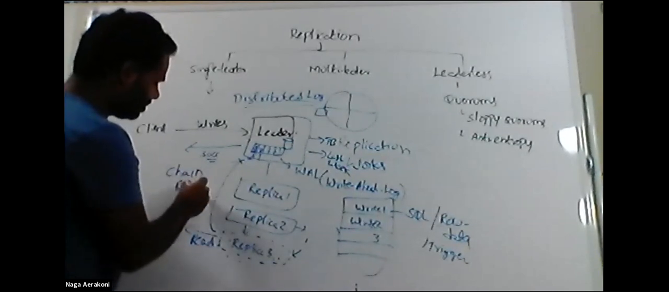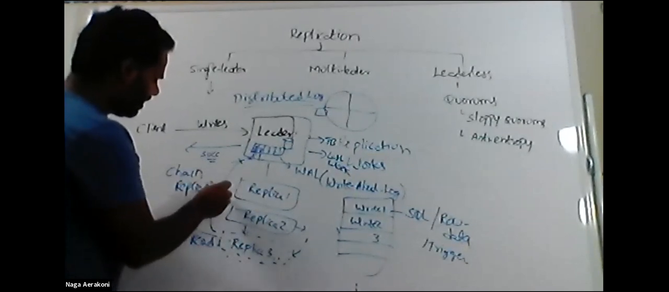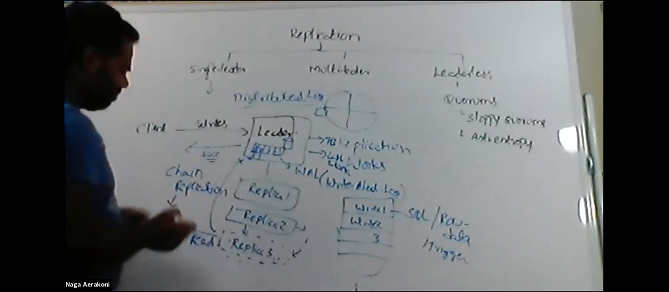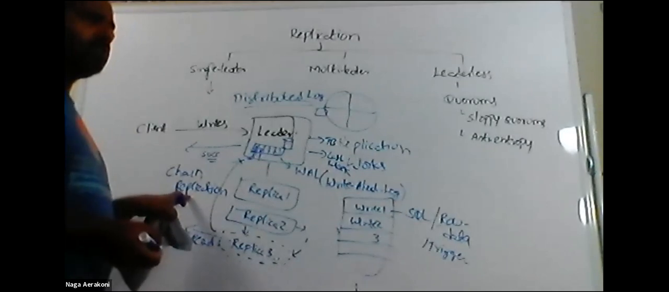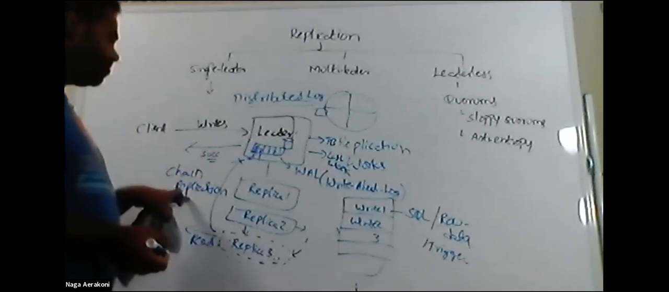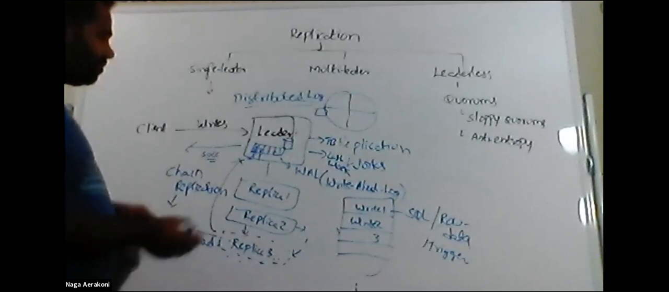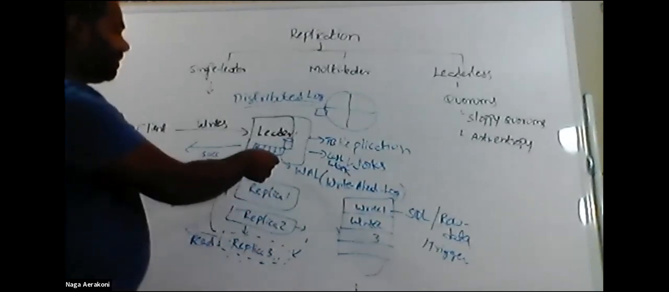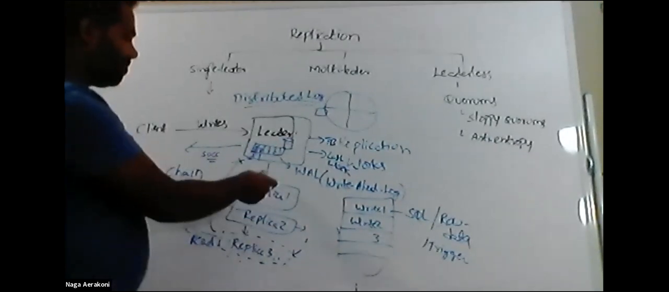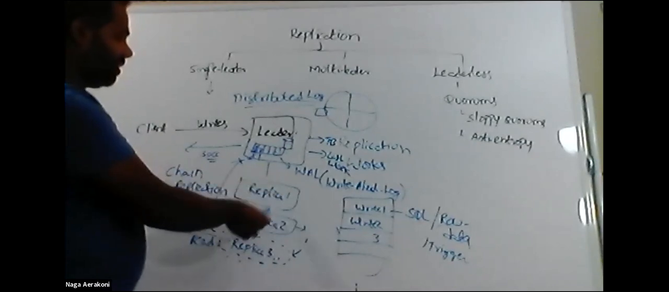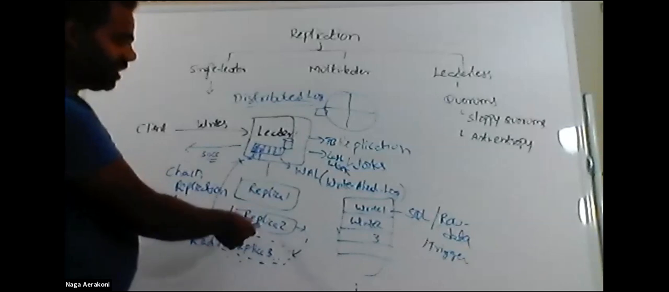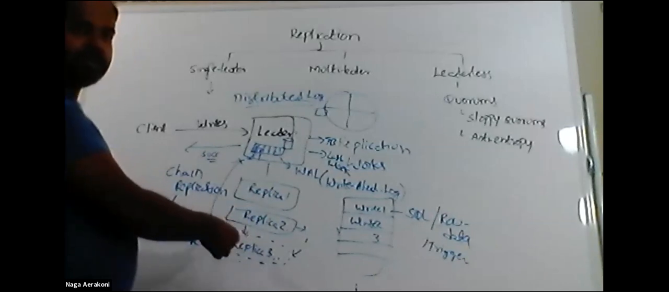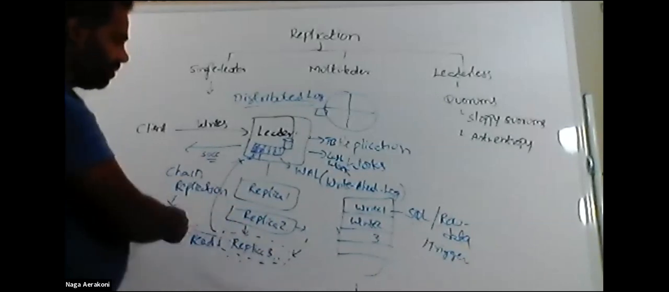I think even Microsoft uses this chain replication concept in some of the Azure databases, or in the Azure platform. The idea is that instead of the leader updating all the replicas, it can just update whichever nearby replica, and those replicas in turn have the responsibility to update other replicas. That concept is called chain replication.